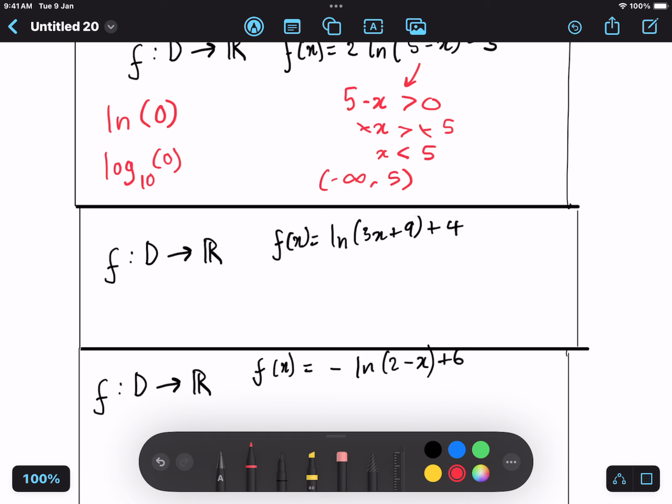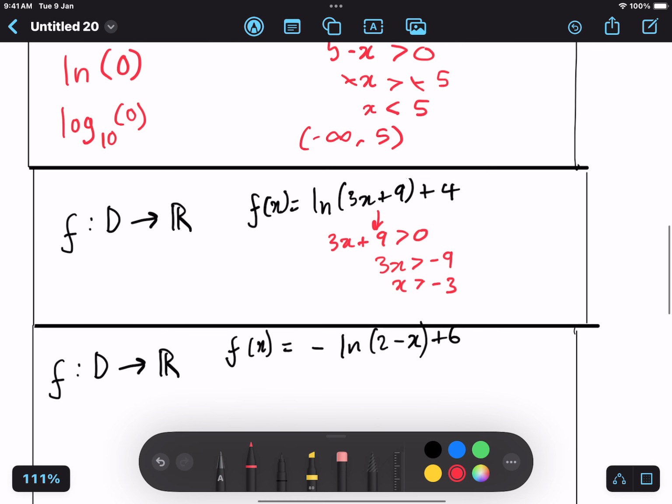And for the next one, we do the same thing. So 3x plus 9 is greater than 0. Now 3x is greater than negative 9. x is greater than negative 3. So for this one, it would be negative 3 to infinity.